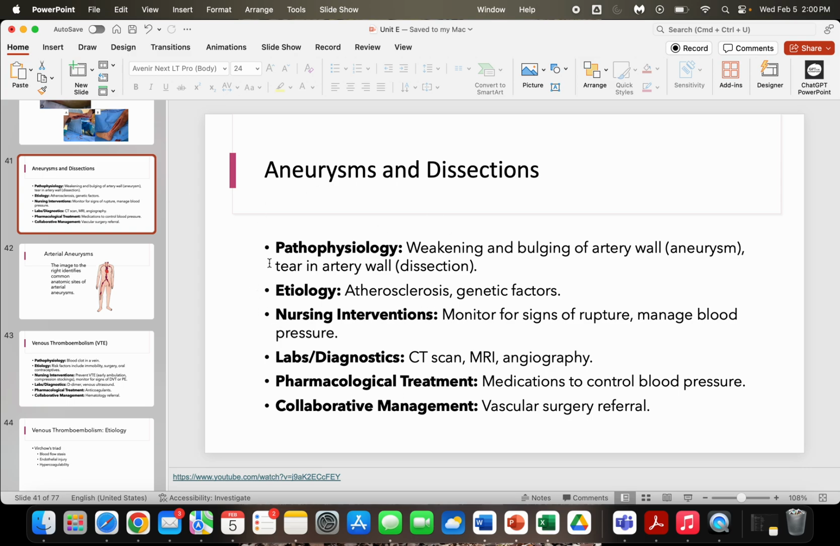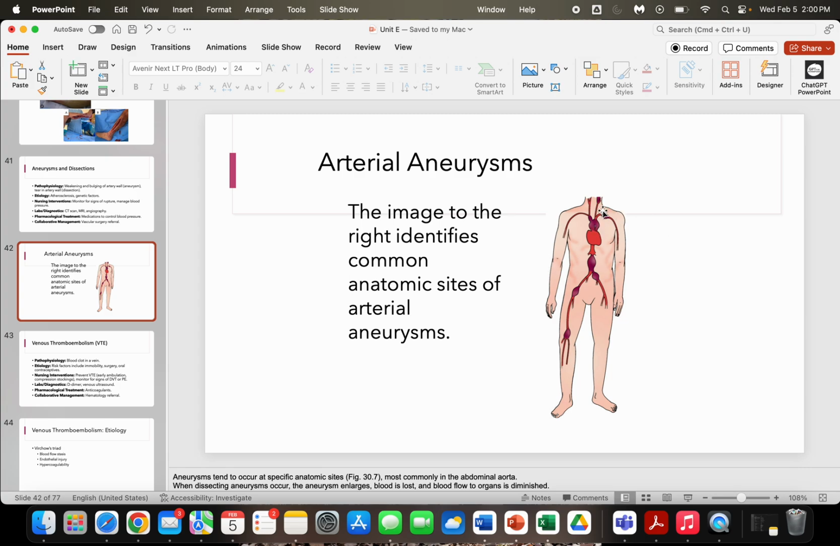So aneurysms and dissections. If you look at the anatomy here, we have our aorta that comes out of the top of our heart, and blood flows through that aorta and travels out to the body. What can happen, and these are just typical sites where aneurysms occur, is a weakening in the wall of that artery, in that vessel wall. As it weakens, it kind of balloons out. Maybe it doesn't burst, but it balloons out, okay?